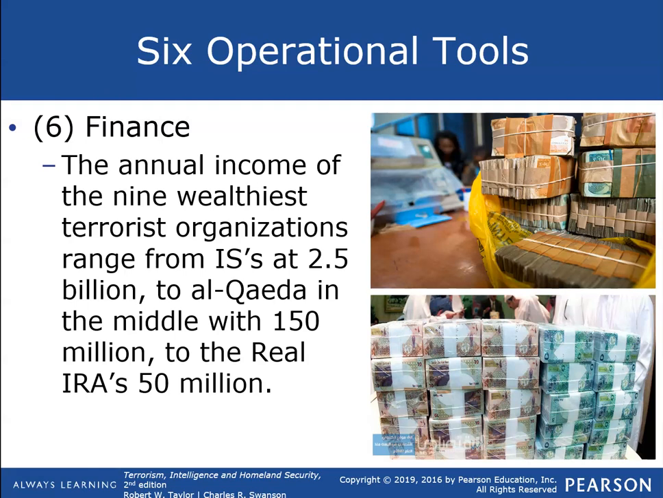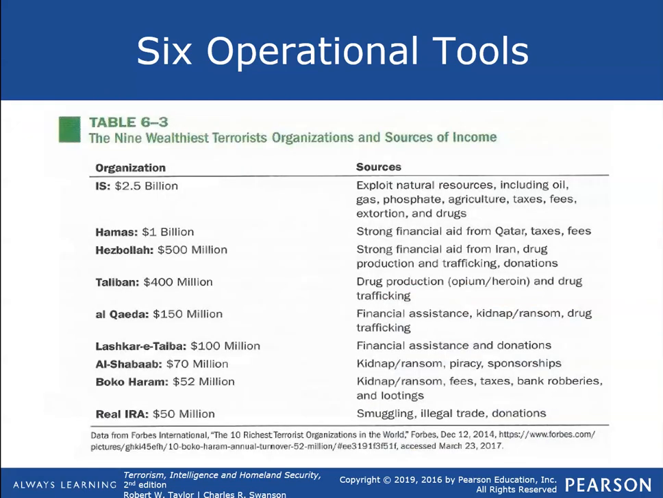So the annual income of the 9 wealthiest terrorist organizations ranges from IS at 2.5 billion, to Al Qaeda in the middle with 150 million, to the Real IRA's 50 million. So you can see that they all have the need for money in order to finance what they're doing, to buy weapons, to manipulate individuals perhaps to join their group, etc. And I threw in a chart that shows the 9 wealthiest terrorist organizations, along with their sources of income, because none of this is going to be legal. So hopefully you understand that.